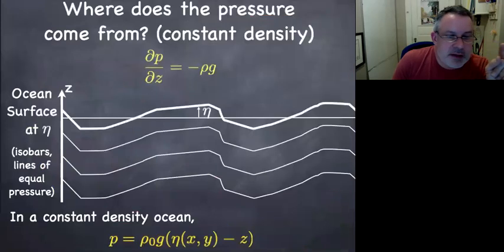The pressure field depended on depth, but only in this trivial way that it linearly accumulated with the same rate of accumulation everywhere. So the pressure does depend on depth, but the horizontal gradient of pressure does not depend on depth. It only depends on the sea surface height in the special case of constant density fluid.